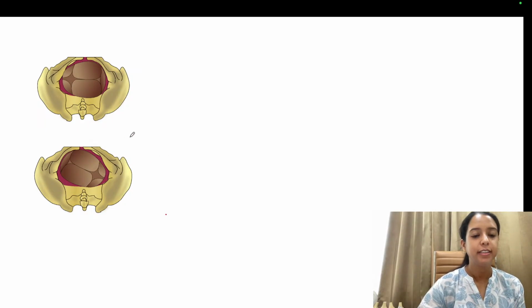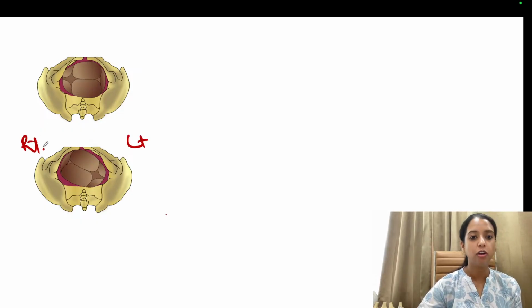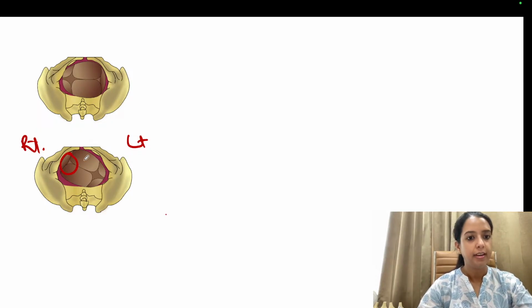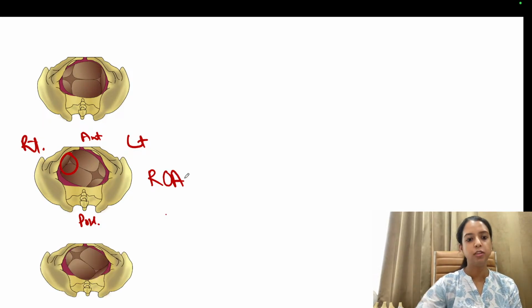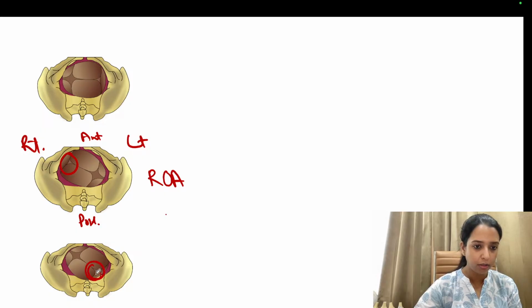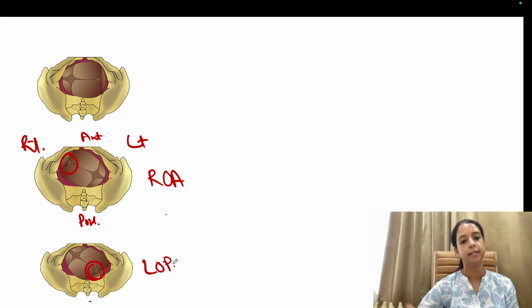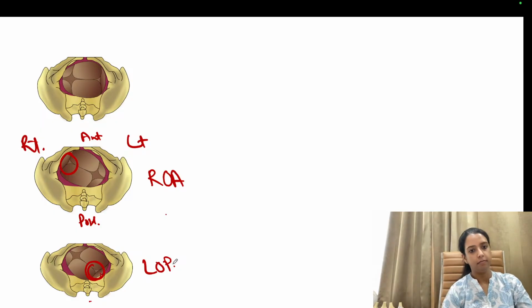No, this is your left side, this is your right side. Where is the occiput? Occiput is here. Where are the anterior and posterior segments? This is pubic symphysis, this is anterior. This is sacrum, this is posterior. So it is right occiput anterior. Can you see occiput towards the sacrum? But on the left side, left occipito-posterior. Okay? So that's how you will know.